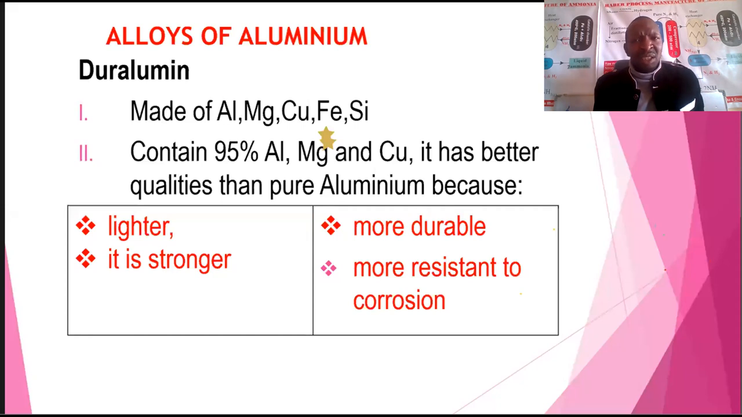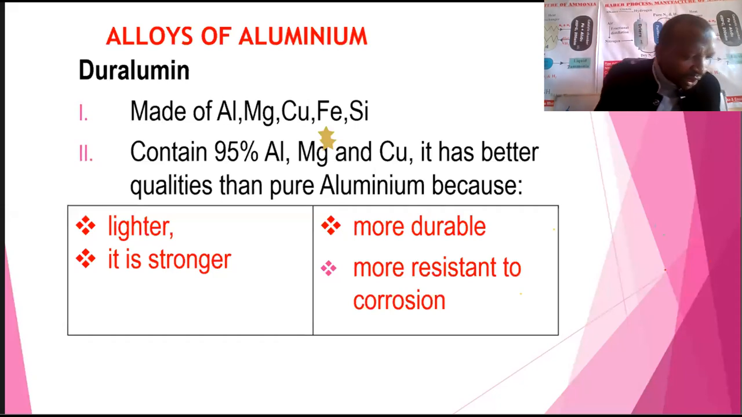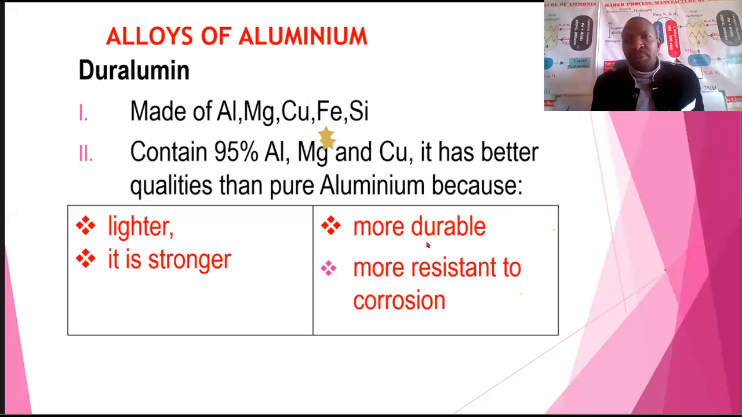What is it? Are you getting me? No. Yes. Yes, Mwalimu Juma, I think there's a problem. Someone has something that is disturbing us. So now Juma, please mute.